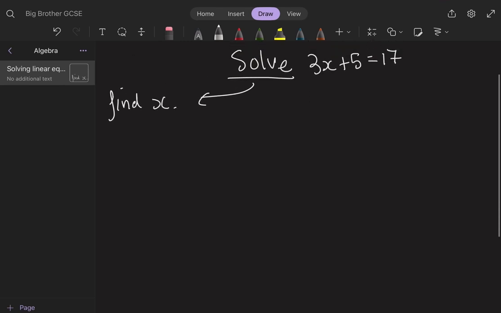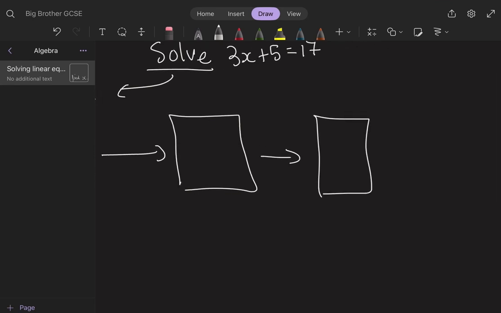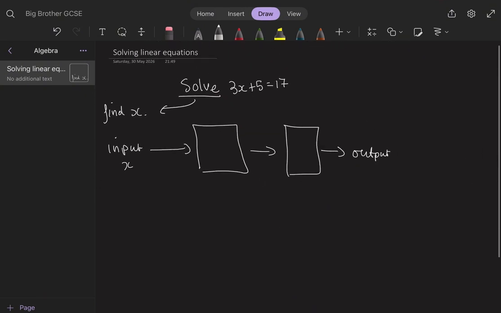The method I'm talking about, I'm sure you've seen this before, is where there's an input, which is a value you're given, such as x. You get a box, where something's happened to the x, then another box, where something's happened to it again. It can be as many boxes as you want, and then there's an output. So let's plug in what we know for this example.